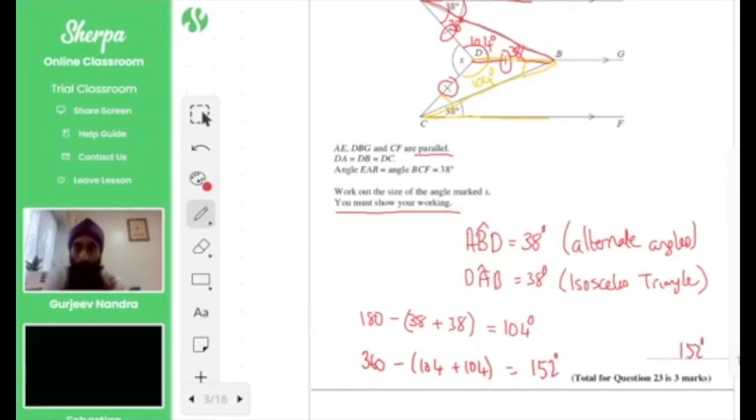So where do your marks come? Well, your marks would come from identifying one of the other alternate angles. That would be 1 mark. One of the marks would come from identifying the 104 degrees, so the idea that angles in a triangle add up to 180, and the last mark would obviously come from getting the correct answer through the calculations that we've done.